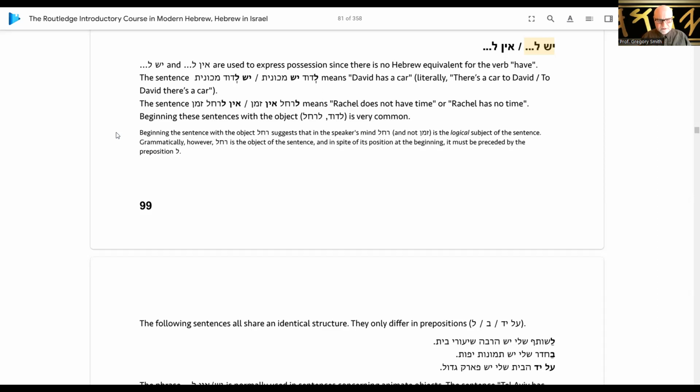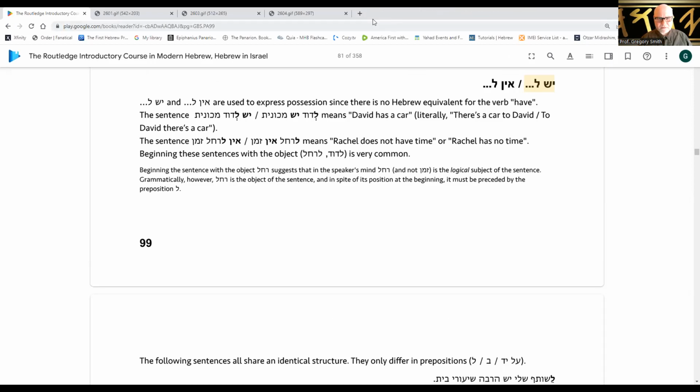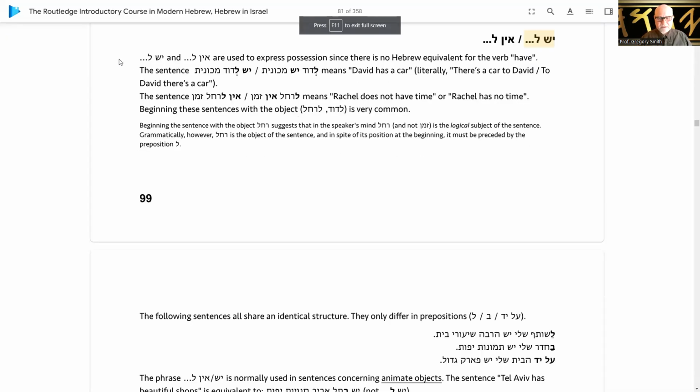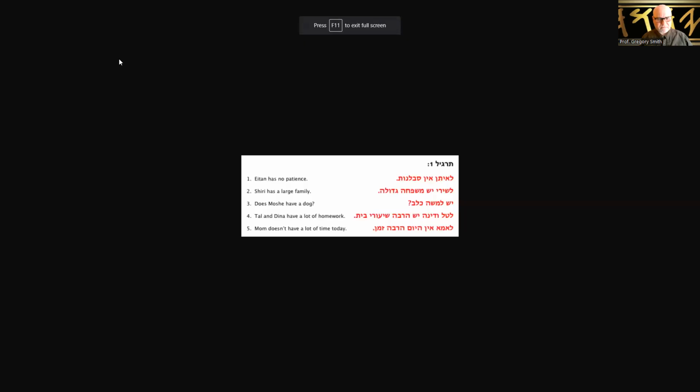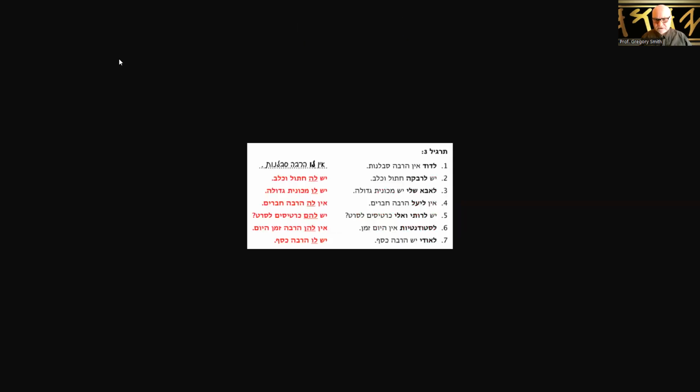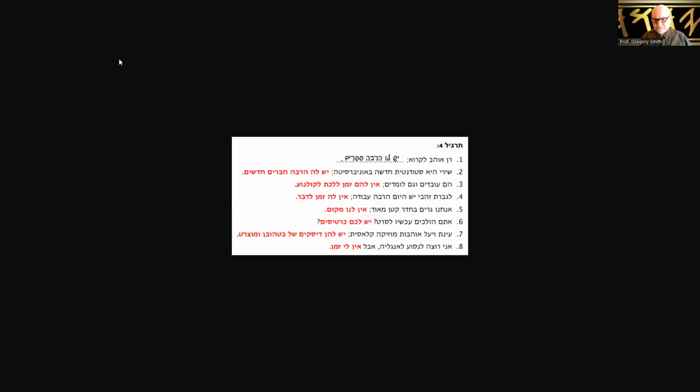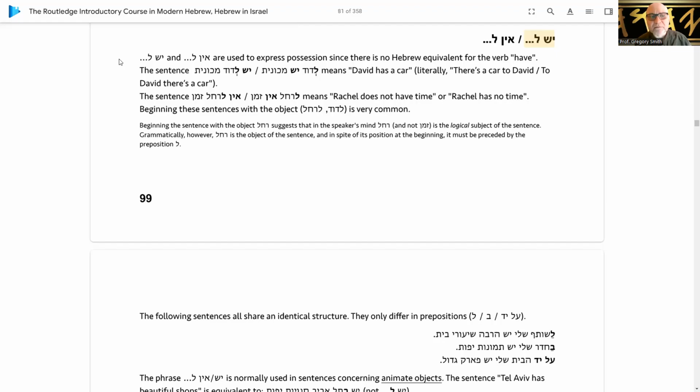So what I'm going to do here is continue on. We are in Shiur 26, that's lesson 26 here in the Routledge introductory course. Before I do that, I want to knock these out here. Okay. And so we've got our answer key here for Targila 1, Targila 2, Targila 3 or 4, looks like. So those are some exercises I'm going to try to work on today. Let's see what we can come up with together.